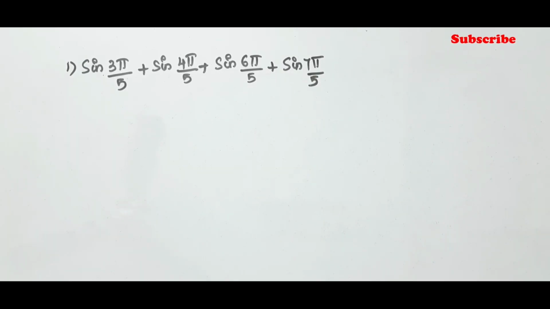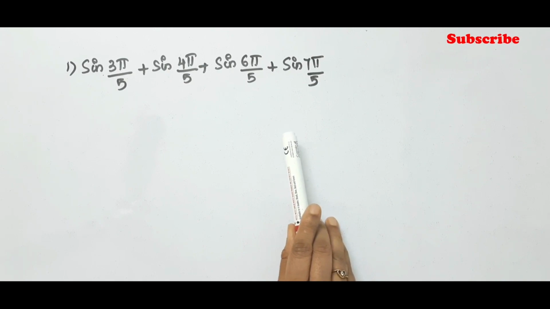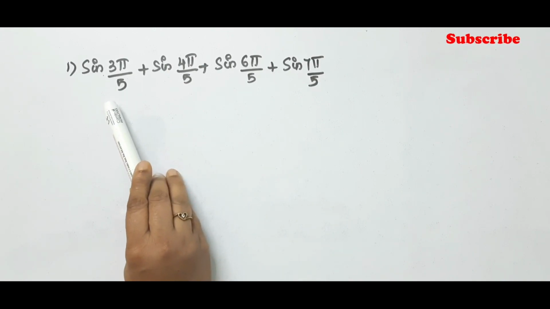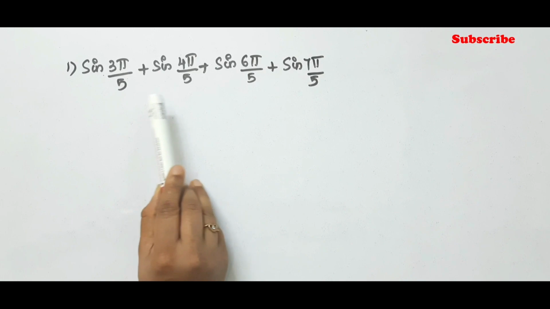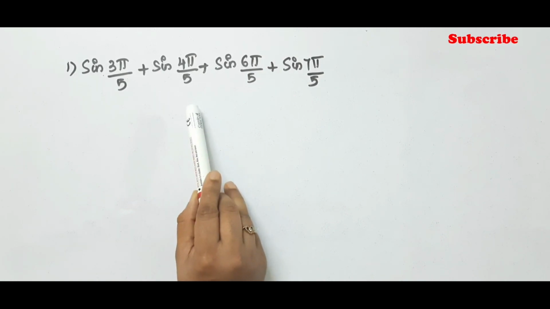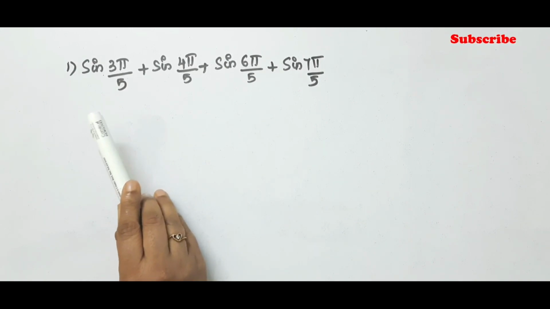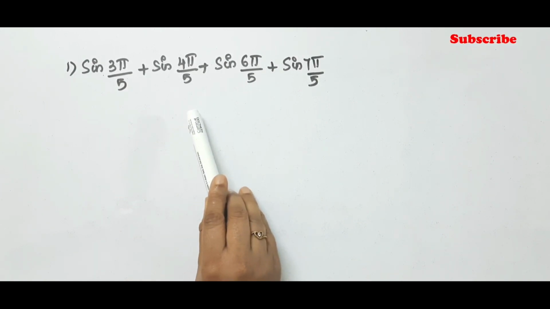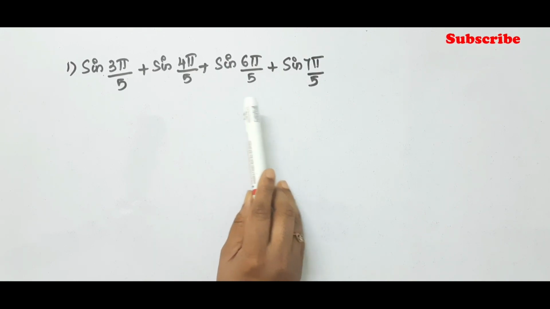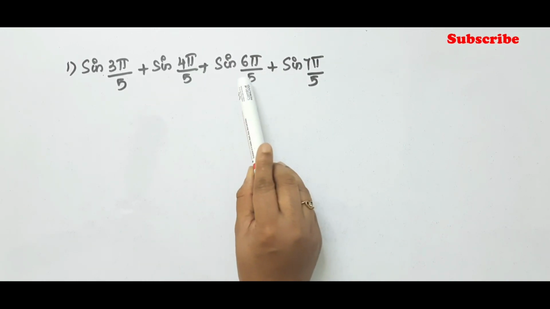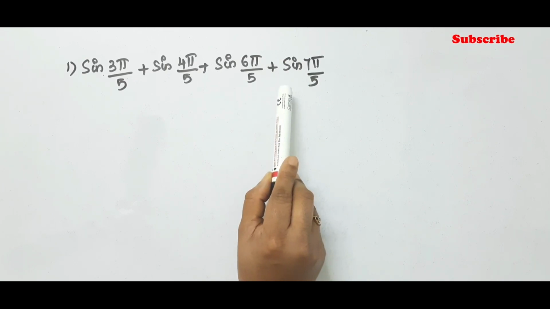Suppose the problem is given as sine 3 pi by 5 plus sine 4 pi by 5 plus sine 6 pi by 5 plus sine 7 pi by 5. If the problem is of this type, the angle for the sine function is different for each term. Here 3 pi by 5, 4 pi by 5, 6 pi by 5 and 7 pi by 5. The angles are different, is it not? First of all, we have to check how many terms there are. Here 4 terms are there. Among the numerators, 6 and 7 are the greatest numbers, is it not?